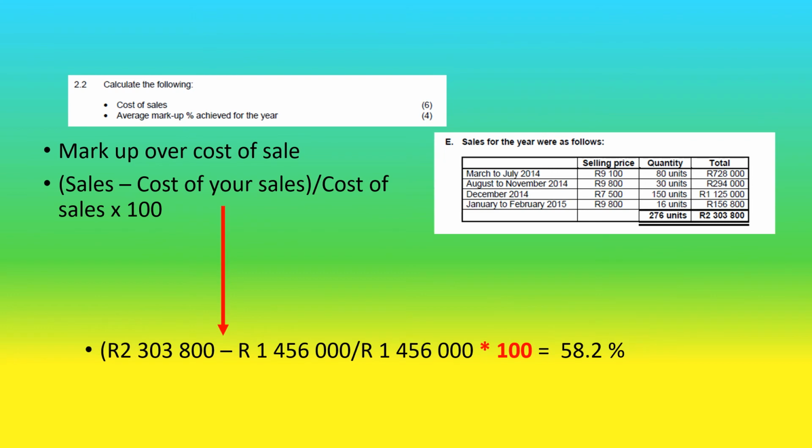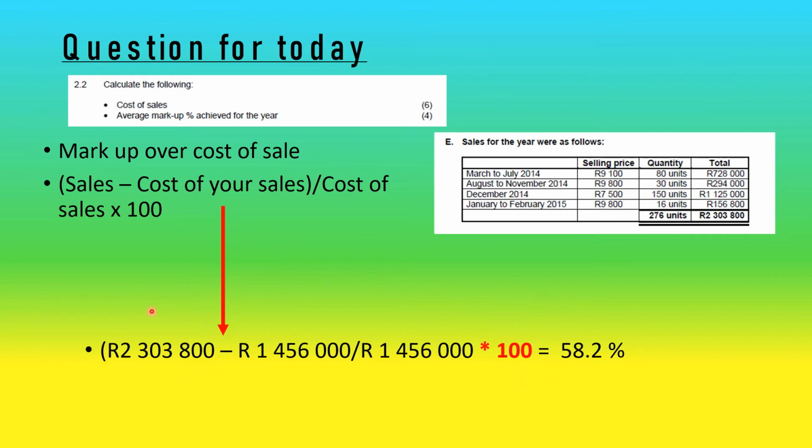Okay, the next part of your question required us to calculate your markup percentage, right? So your markup is always calculated over your cost, right? And markup is basically your sales minus your cost of sales, divided by your cost of sales, times 100. You would multiply it by 100 in order to get a percentage. Otherwise, your answer stays in decimal form. It's important to make sure that you do multiply it.